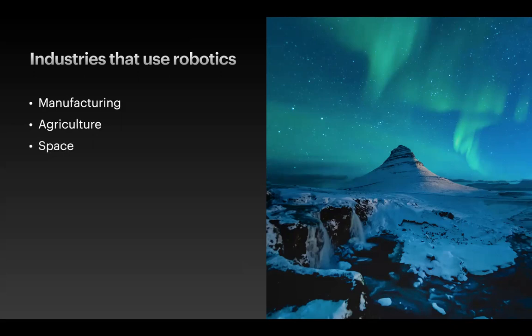And then we are using robots in space, right? Like I explained, we have sent rovers to Mars and the Moon, right? So we are using robots in space as well. And as an example, the entire space station is actually acting as a giant robot, right? And then we use automotive.